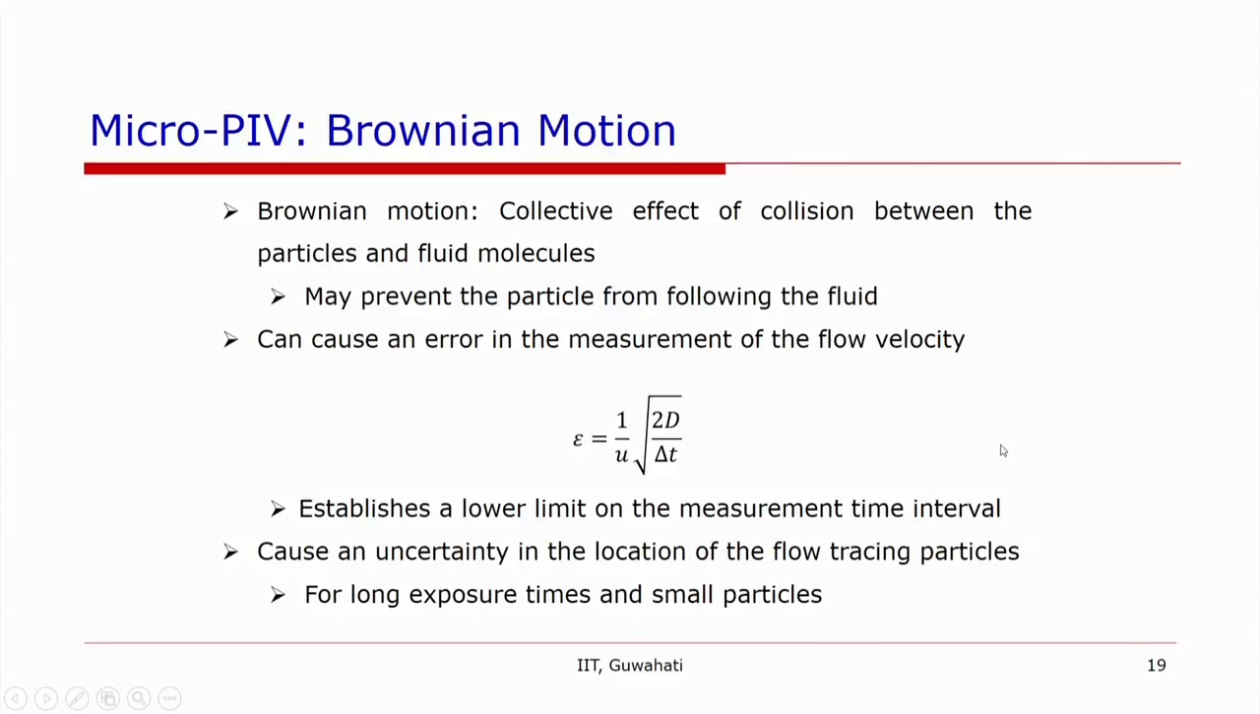Apart from the two considerations we have discussed, one is the size of the particle, especially the Rayleigh scattering criteria, which is applicable for micro PIV, and the volume minimization. The third criterion that needs to be considered in micro PIV is the Brownian motion, because in micro PIV the size of the particle is of the order of 10 to 100 nanometers. Now, Brownian motion is the motion of the fluid molecules.